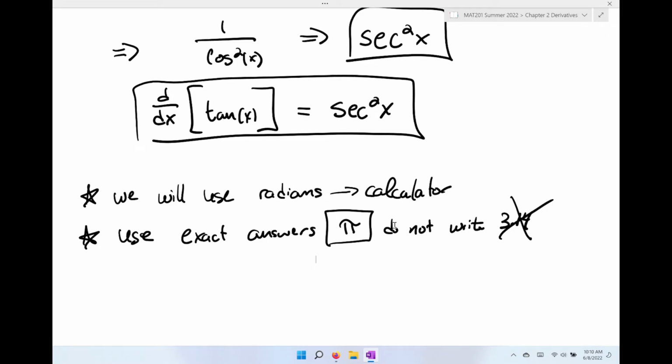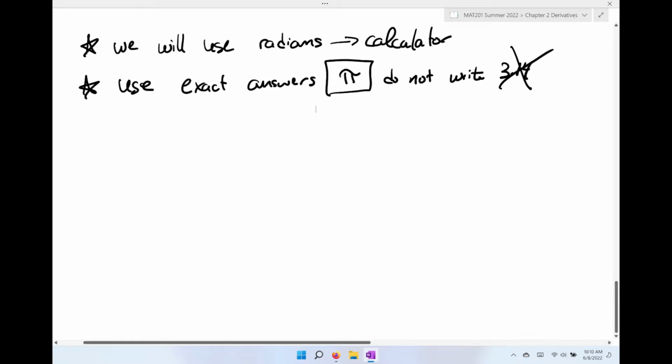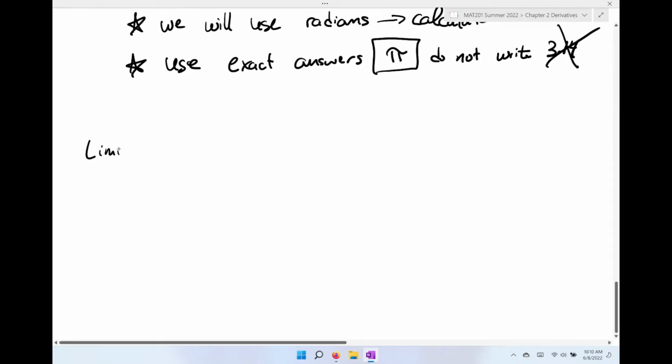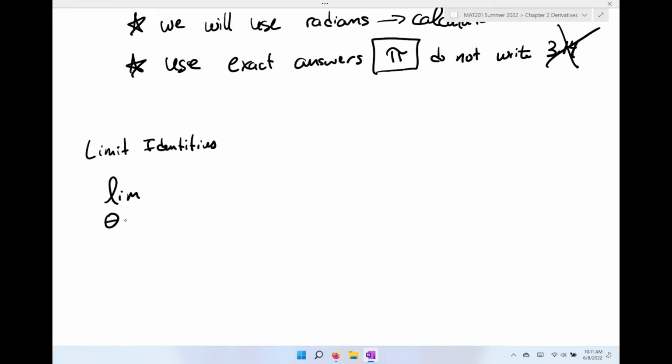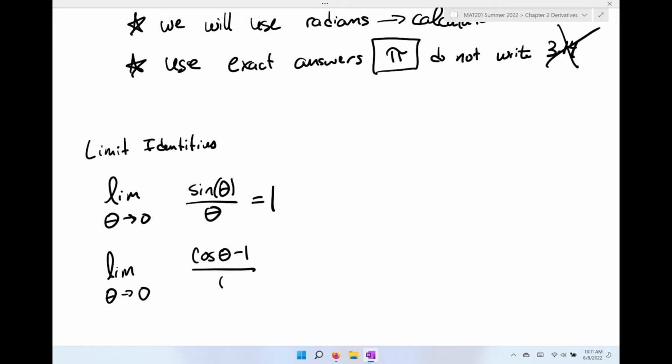Finally, I do want to go over a couple limit identities. This will help you out later on. The limit as theta approaches 0 of sine theta over theta is going to equal 1. And the limit as theta goes to 0 of cosine theta minus 1 over theta is going to equal 0.